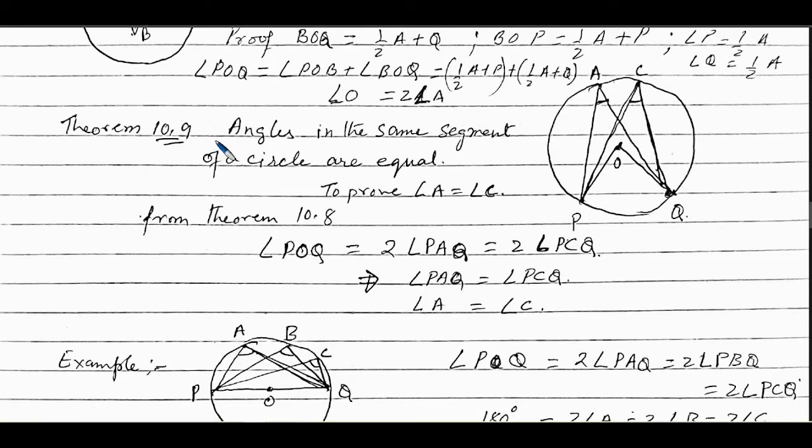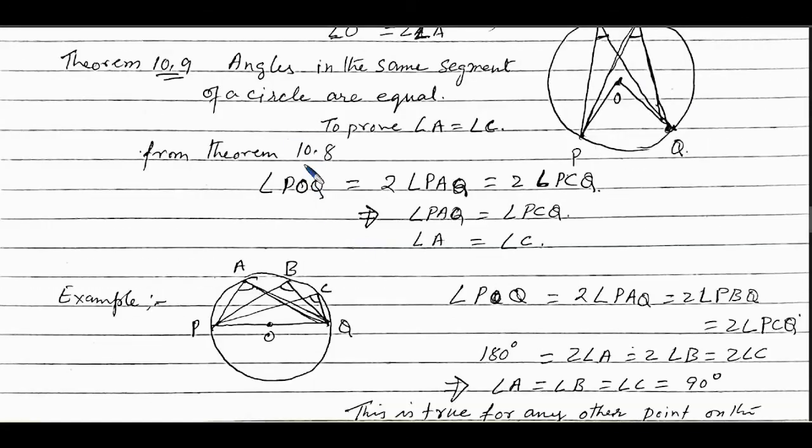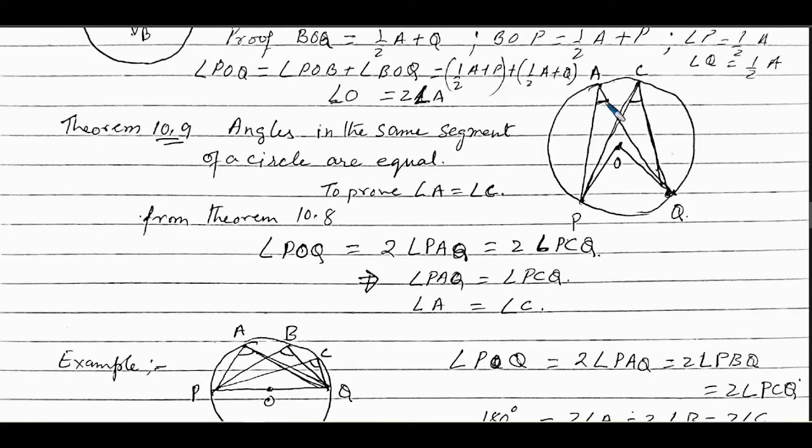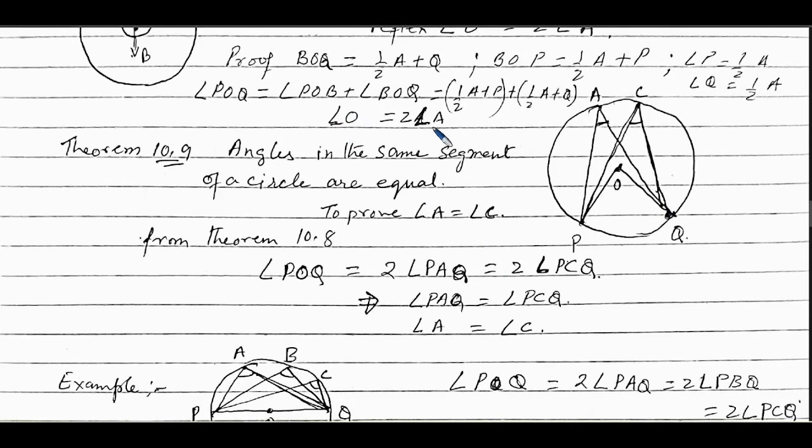Now theorem 10.9. Angles in the same segment of a circle are equal. So this is a minor segment and this is a major segment. In the same segment, suppose there are 2 points P and Q. The angle from any point A or point C to P and Q will be the same. So from the earlier theorem 10.8, we know that this POQ is double of PAQ or it is double of PCQ. Angle O is double of angle A.